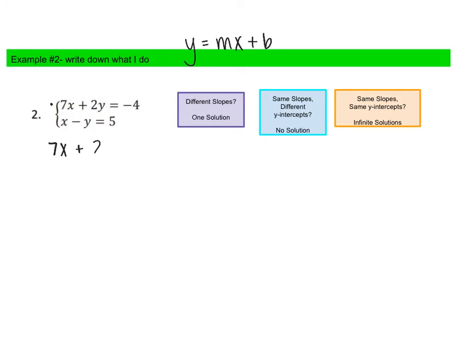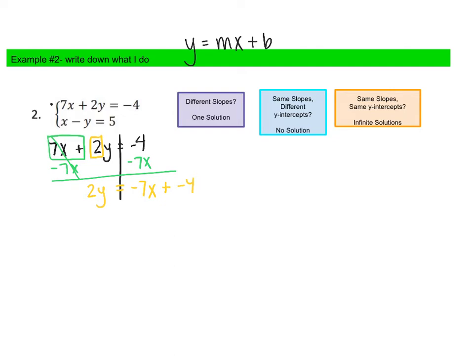7x plus 2y equals negative 4. I want my y by itself. Right now there's 7x being added, 2y being multiplied, so I'm going to subtract the 7x's first. I end up getting 2y equals negative 7x and a negative 4.